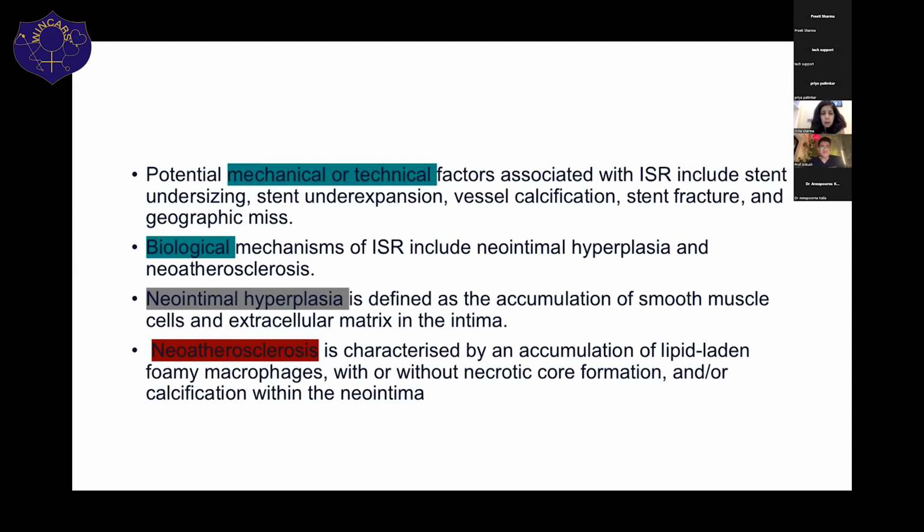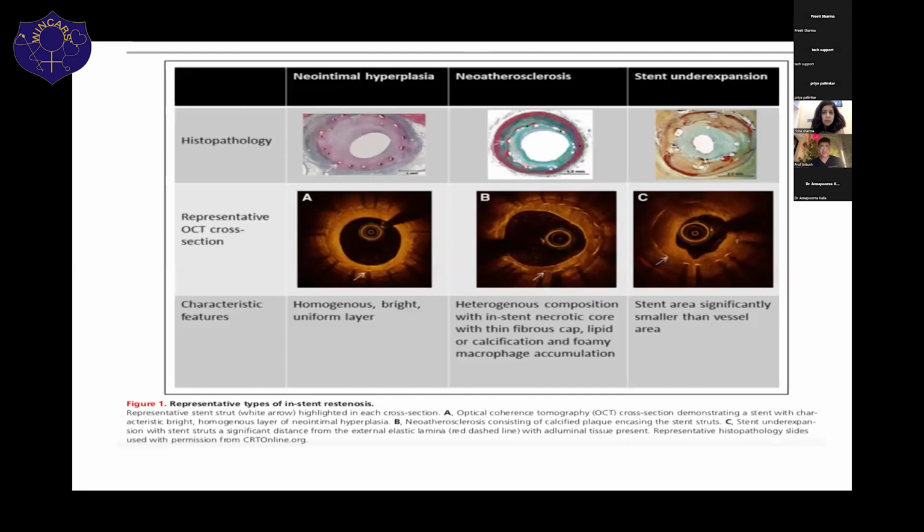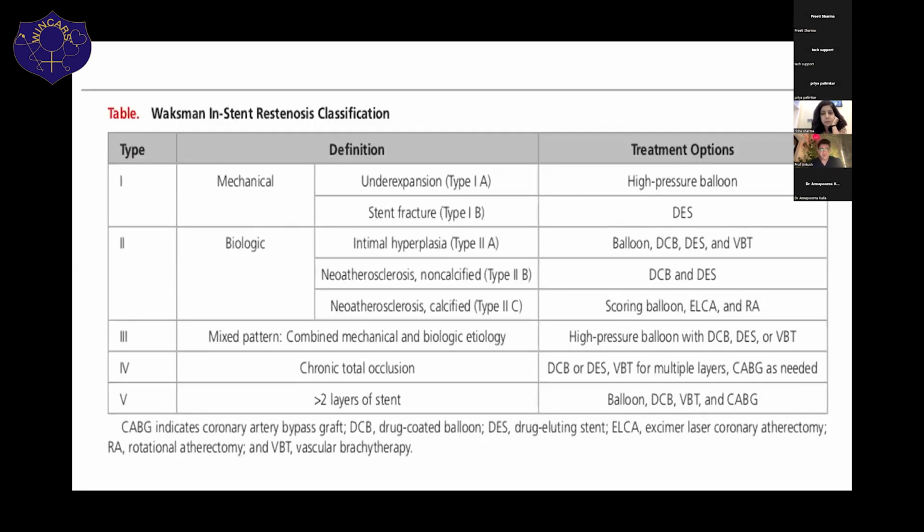Neoatherosclerosis, as we all know, is characterized by either lipid-laden plaque or by the presence of neocalcinosis. Attenuation we can always see with the lipid-laden plaque. So these are the factors which show that it is neoatherosclerosis. So this is just a table which shows us the Waxman in-stent restenosis classification. We had this type 4 in our case, which was total occlusion.